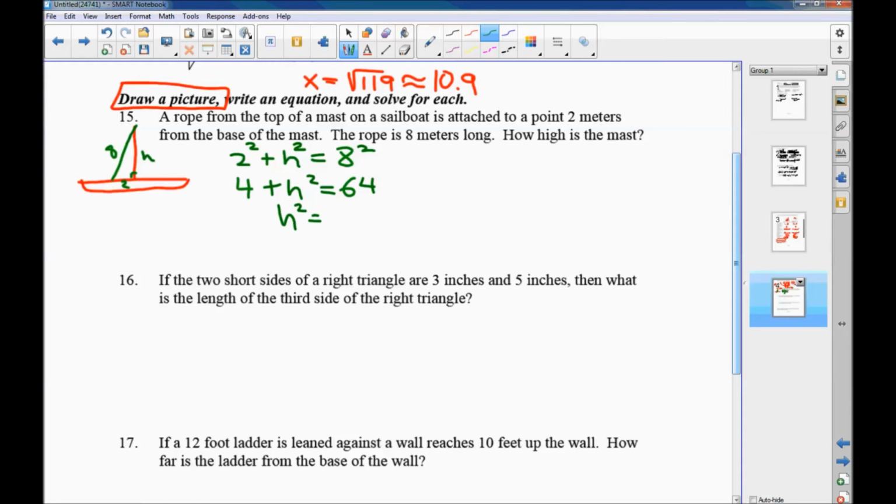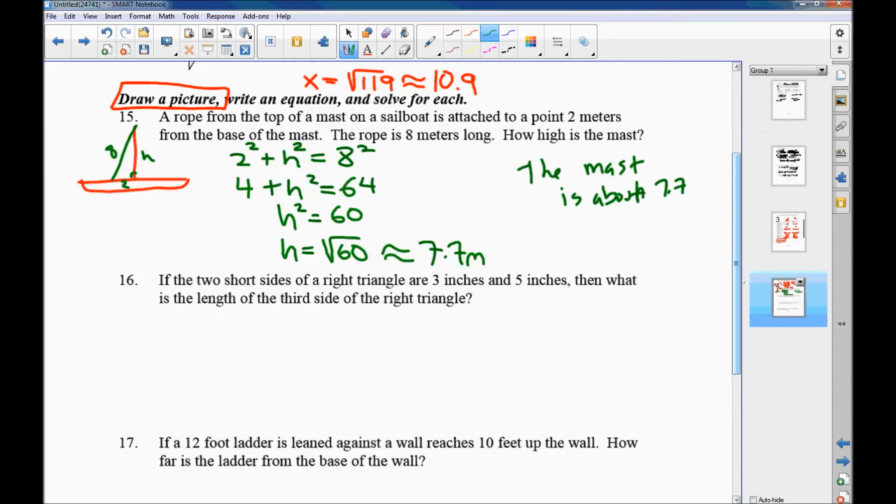I subtract 4 from both sides to get 60, and then I'll square root both sides and get the square root of 60. Okay, so we're only looking for a positive distance, so we ignore the negative square root of 60 here. And we'll go ahead and round this. So I got my calculator here, the square root of 60 is about 7.7, and our units were meters. So the mast is about 7.7 meters.